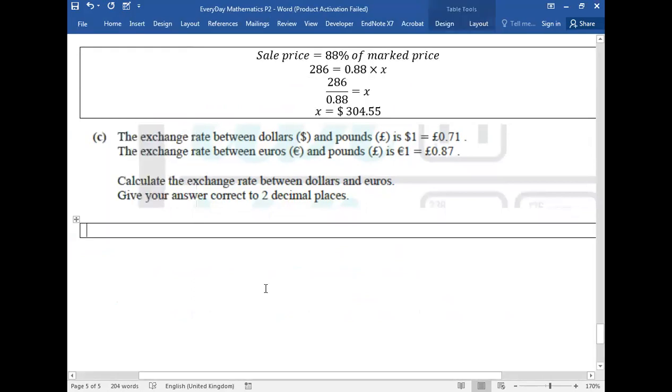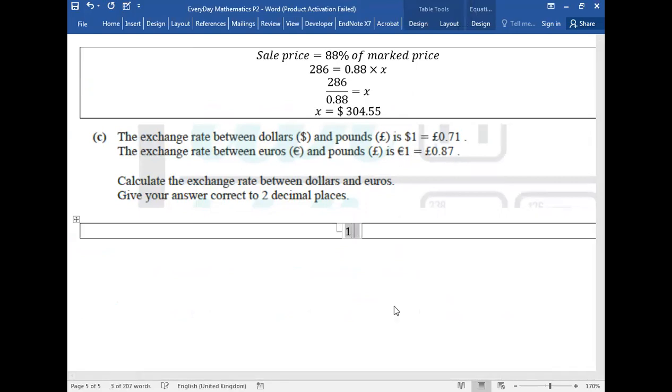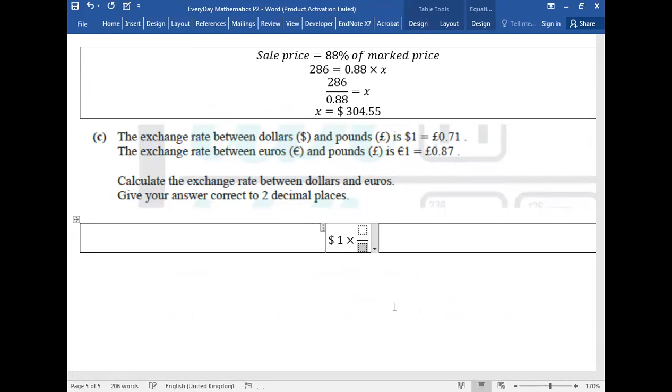The exchange rate between dollars and pounds is this. The exchange rate between euros and pounds is this. Calculate the exchange rate between dollars and euros. So the question is asking us $1, I need to know how much is $1 in euro. I've told you people you can use this method as well. Dollar को euro में करना है. Dollar नीचे. I do not know the direct conversion from dollar to euro. I will go to pound. So $1 is how many pounds?